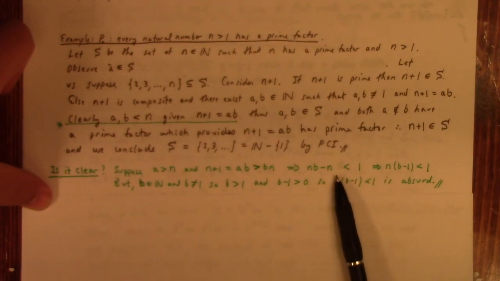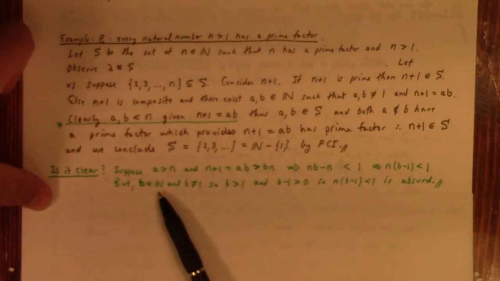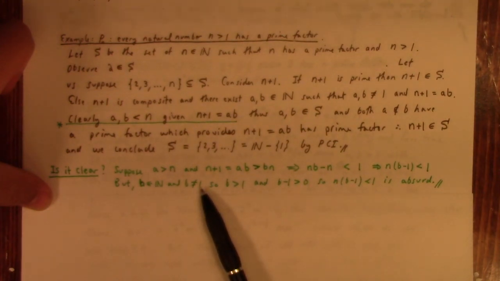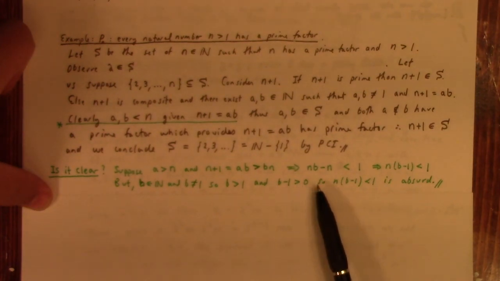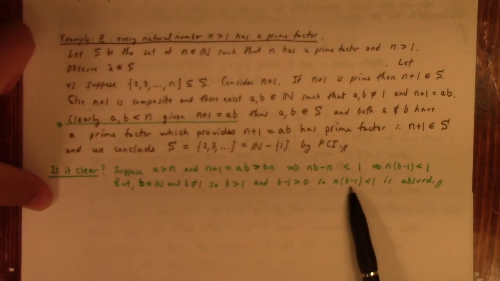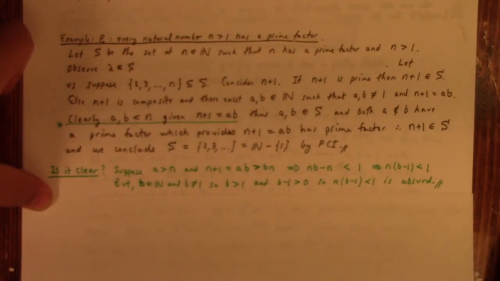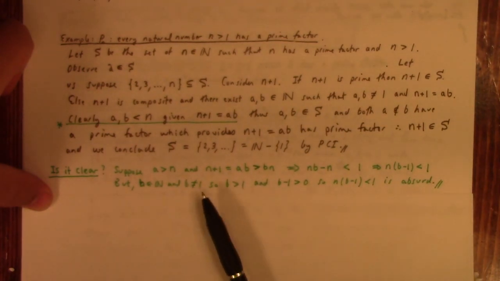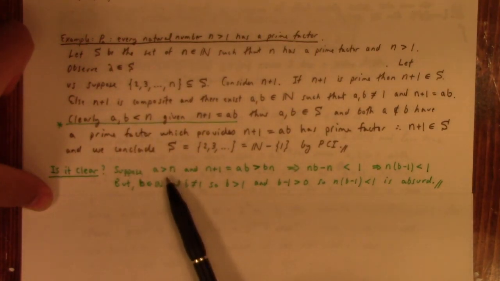And that implies that n times (b minus 1) is less than 1. But the thing is that b is a natural number and b is not equal to 1. So b is greater than 1 and b minus 1 is greater than 0. So the idea that a natural number times another natural number be less than 1, well, that's absurd. So that's a contradiction, which shows you that a and b must both be less than n, because I supposed otherwise.